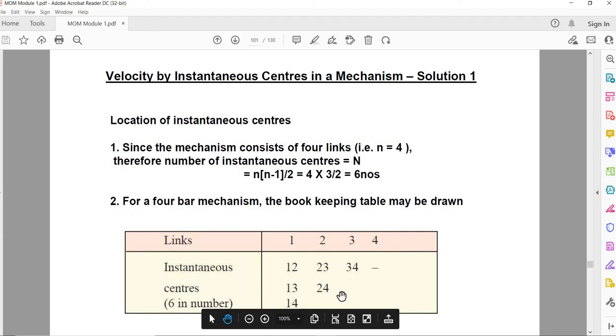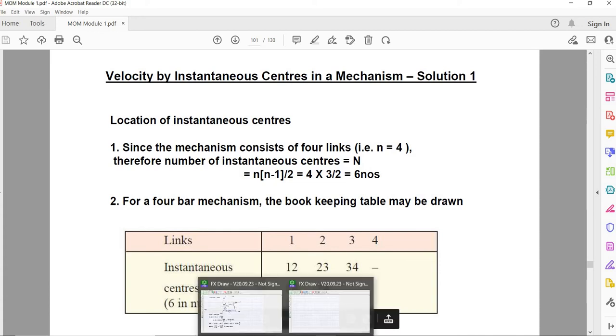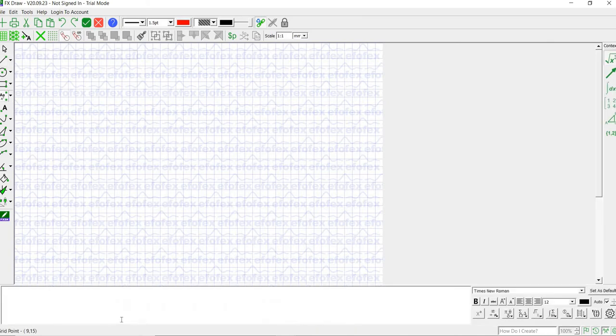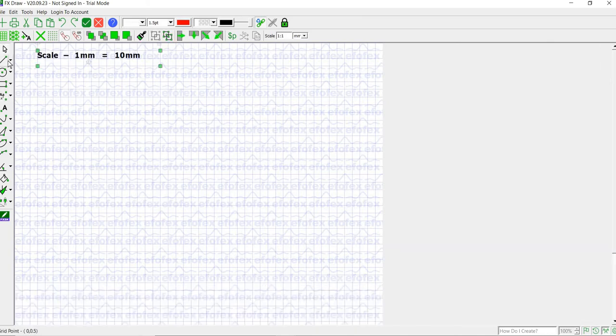Now we are going to graphically construct the mechanism. Here I am using the FX Draw tool to draw the mechanism and locate the instant centers. You can download it, or you can do it using your regular geometrical tools like protractor, scale and compass. I will first fix the scale, and then I will draw the mechanism.